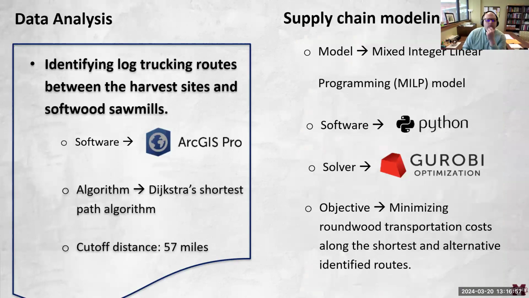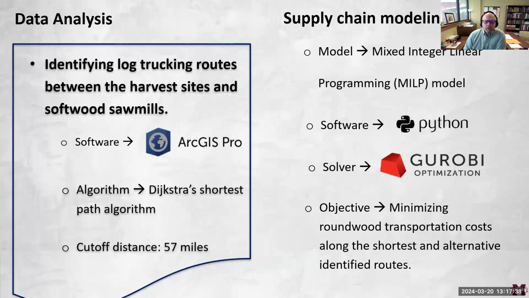So on to the data analysis. We want to identify log trucking routes between harvest sites and softwood sawmills. As the last presentation will show you, there's a whole process for getting all that data ready. And in order to actually find those shortest paths from the harvest sites to the mill, we use the Dijkstra algorithm. You can read about that; we won't cover it in the presentation other than the name. It's a very common algorithm to use for routing projects like what we've done here.